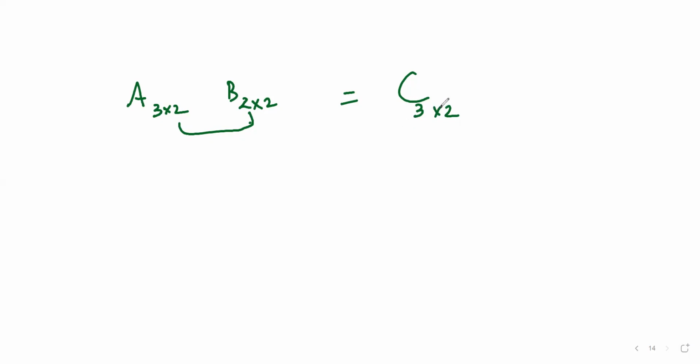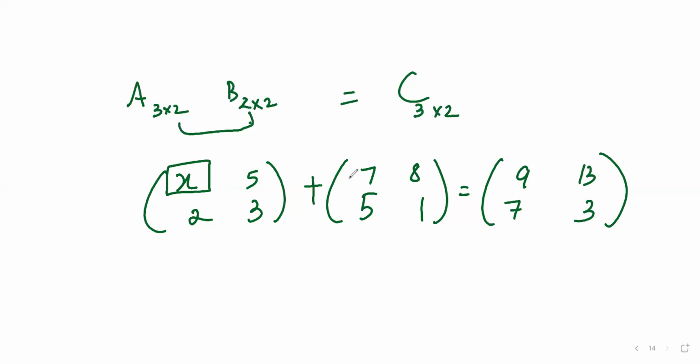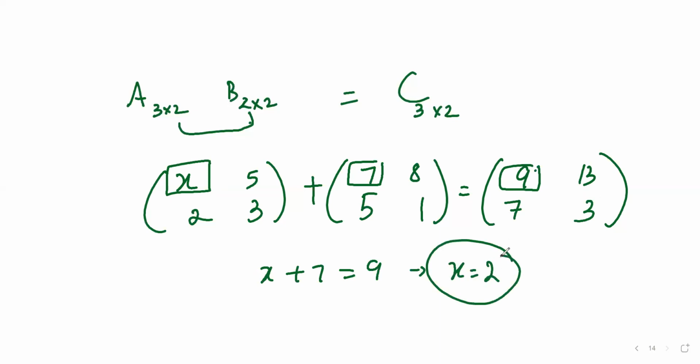We can have problems like this. That is, whenever they give you x, 5, 2, 3 plus 7, 8, 5, 1, and they're going to ask you to solve for this and get the value, you don't have to look at the other positions. Suppose the unknown is x. Only look at this position and map it. You'll be saving time. So x plus 7 is equal to 9. x is equal to 2. These are just simple things so that you save on time.